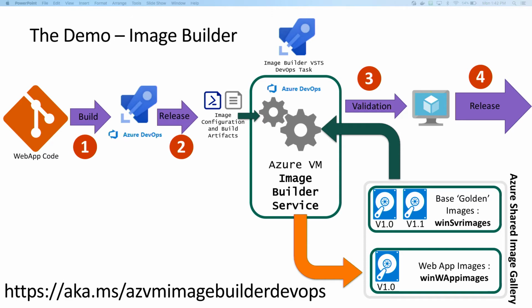One thing to note is that the shared image gallery is made up of what we call multiple image definitions. You can think of these like containers for similar types of images. So here I've got one called Windows Server Images, and then I've got one down here called Win App Images. So Image Builder will do that. Once it's created it, we will then validate it, and I'll show you what the base image was, and then I'll show you what the final created image is with the web app, and then Akshay will come back and show you a bit more with the shared image gallery. So let's have a look at that.